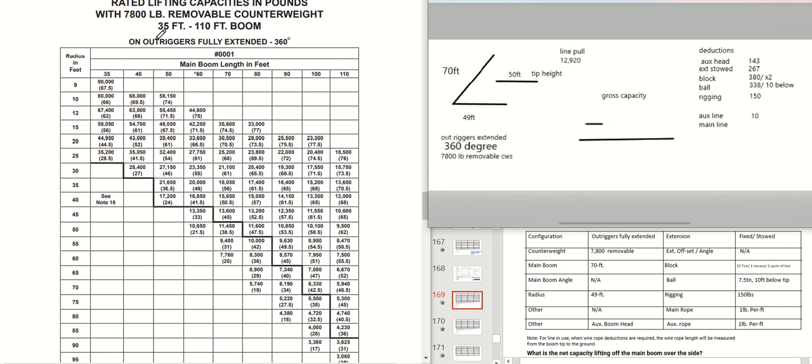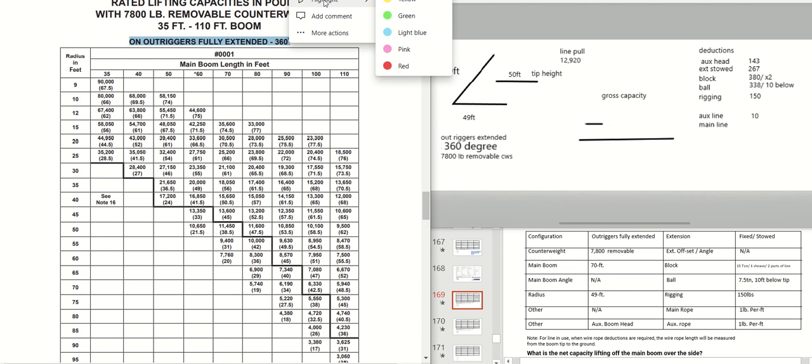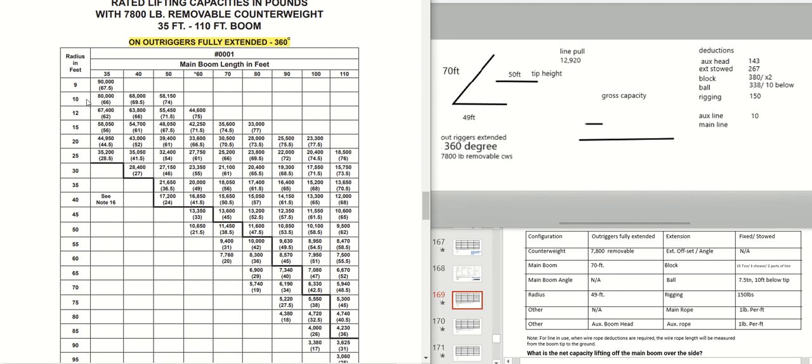So we're at our 360-degree chart. So this is on outriggers, fully extended, 360 degrees. Okay, that's what we need. That's what we're looking for. Now we're going to do our 70-foot boom. So we'll find our boom first. So we got 70 foot of main boom. So here's 70. And then we're going to look for our radius at 49 feet.